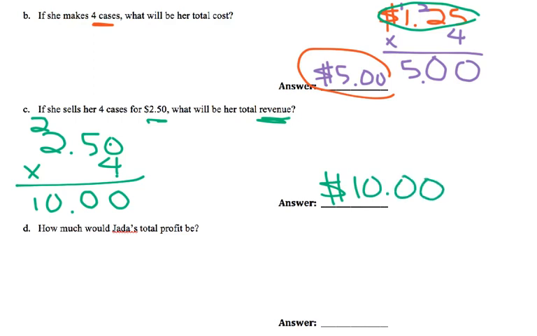Alright, so now at the end of the day, Jada has spent money to buy the case materials, but then she has this revenue. So to find her total profit, all we have to do is take Jada's revenue, and we have to subtract her total cost.